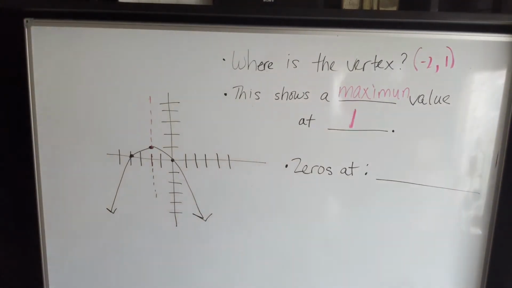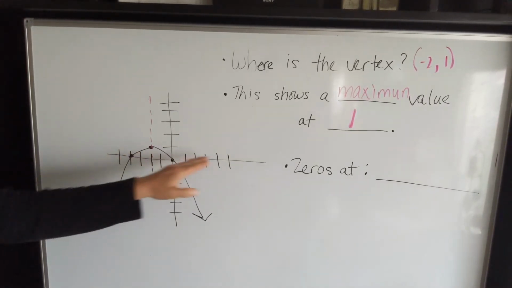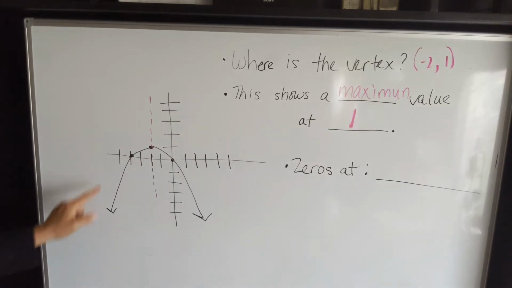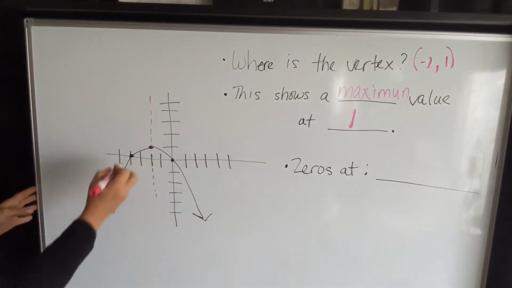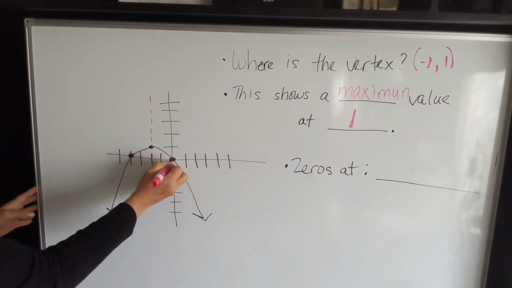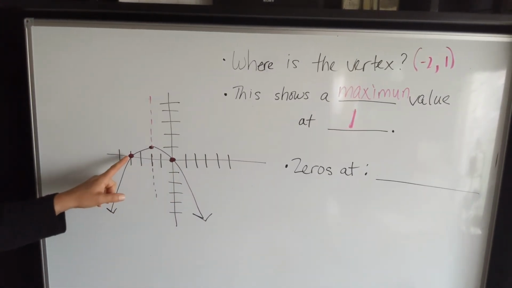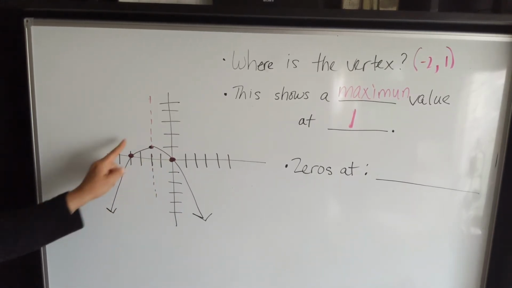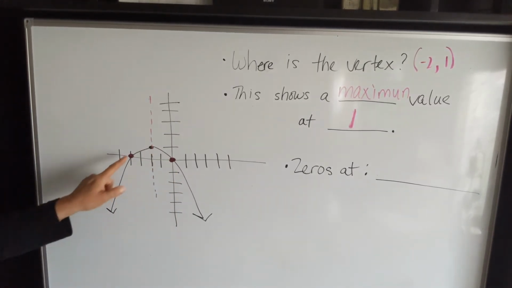You're also going to be asked to identify the zeros of the parabola. So I'm going to remind you what a zero is. A zero means where the parabola crosses the x-axis. This particular parabola crosses the x-axis at 2 points. It crosses here, and it also crosses right here. So I would just name these points on the x-axis that the parabola is crossing it. These are called the zeros.